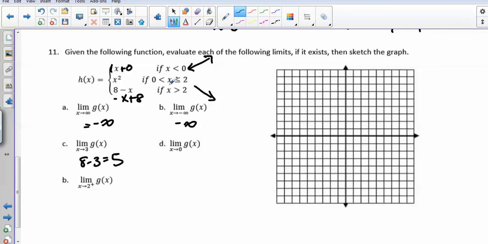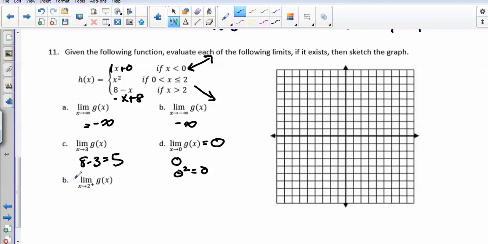The limit as x approaches 0, that is when my piecewise function breaks from one piece to another. So I need to double check that the two sides match up. So the left side, I put 0 in for my x, and I just get 0. And on the right side, I put 0 for x, and I get 0 squared, which is 0. So because the left side and the right side both equal 0, your answer is 0.